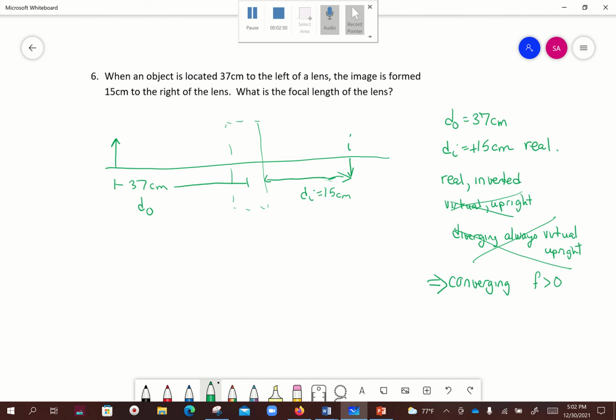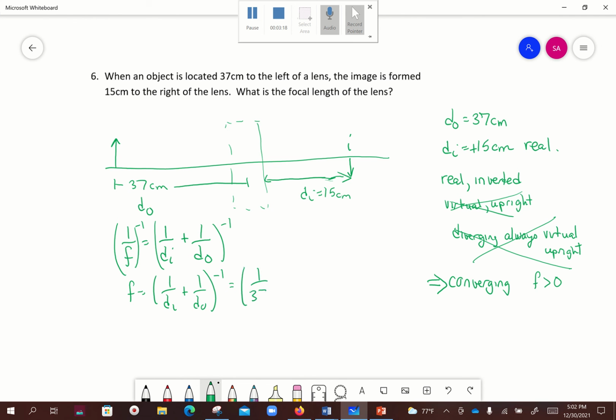Is it important that I draw this? No, it's not, as long as I put my numbers in right. So what equation do I use? Well, that same old equation, 1 over f equals 1 over di plus 1 over do. And now I want to find f. I know di and do. So remember, to get f, I need to take 1 over. So f is equal to 1 over di plus 1 over do, and I need to take the reciprocal of that. And now I know those numbers, just plug them in.